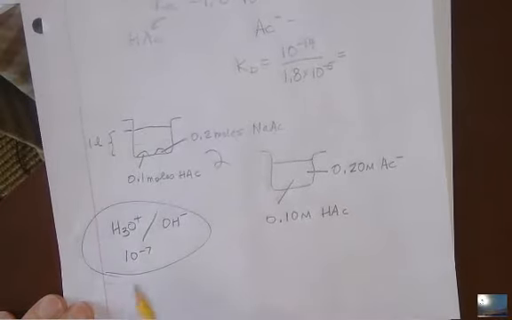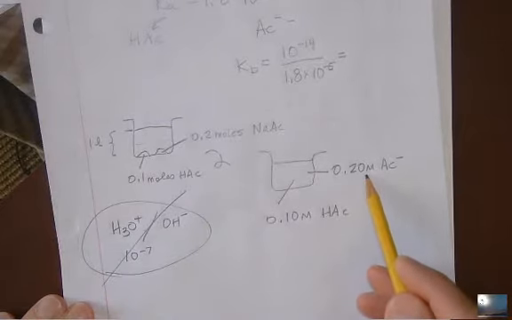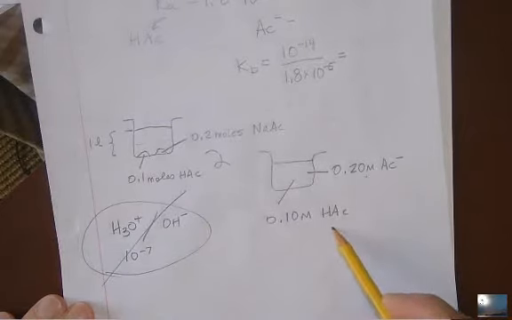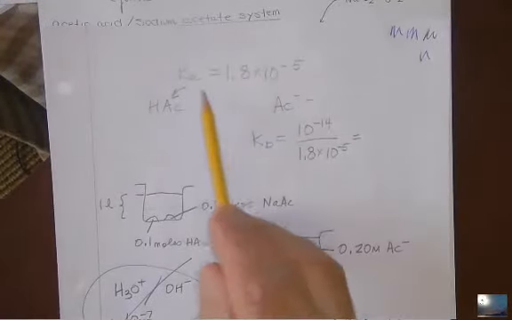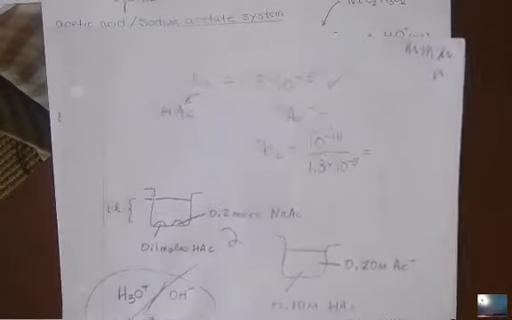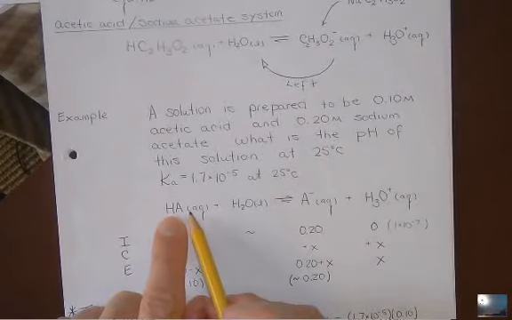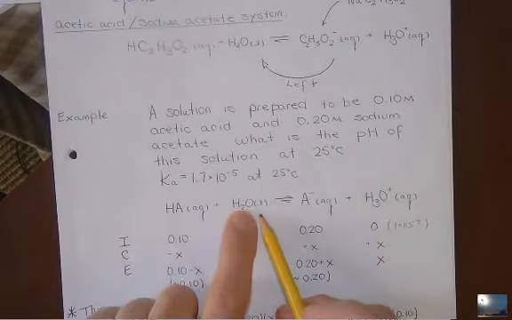You don't have any of this. So you're going to approach equilibrium either from this side or this side, but you've got to pick one. The one that people ordinarily pick is the acetic acid one because we already have the Ka. We don't have to do this calculation.